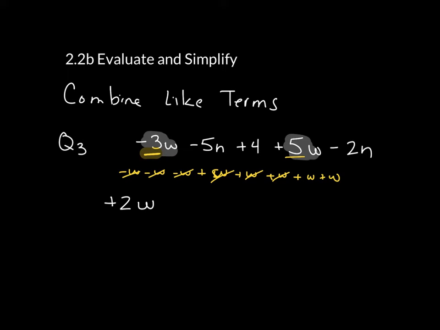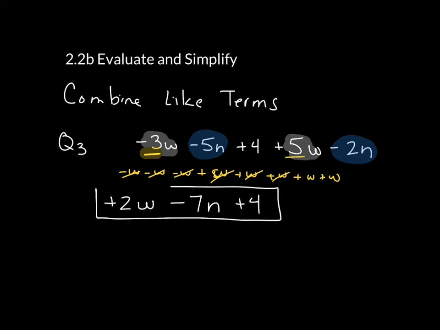I always write my signs down. In essence, what we're doing here is negative 3 plus 5, and that's how many w's I have left. The next one I'm going to look at is the n's. For this, I have minus 5 and minus 2n's, so that's going to leave me with a negative 7n. And then the positive 4 doesn't have anything in common, so I just bring that along.